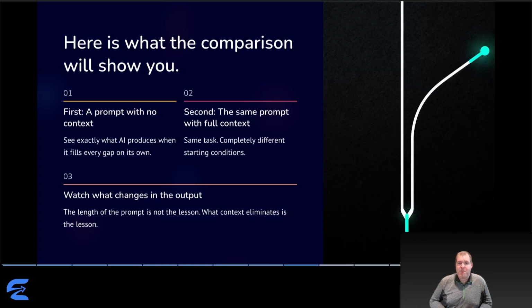Specifically, what the model decides to include, how it opens, and what it addresses directly. The stronger prompt is longer, but length is the side effect of giving the model what it needs. What matters is what the context eliminates from the pool of possible responses.